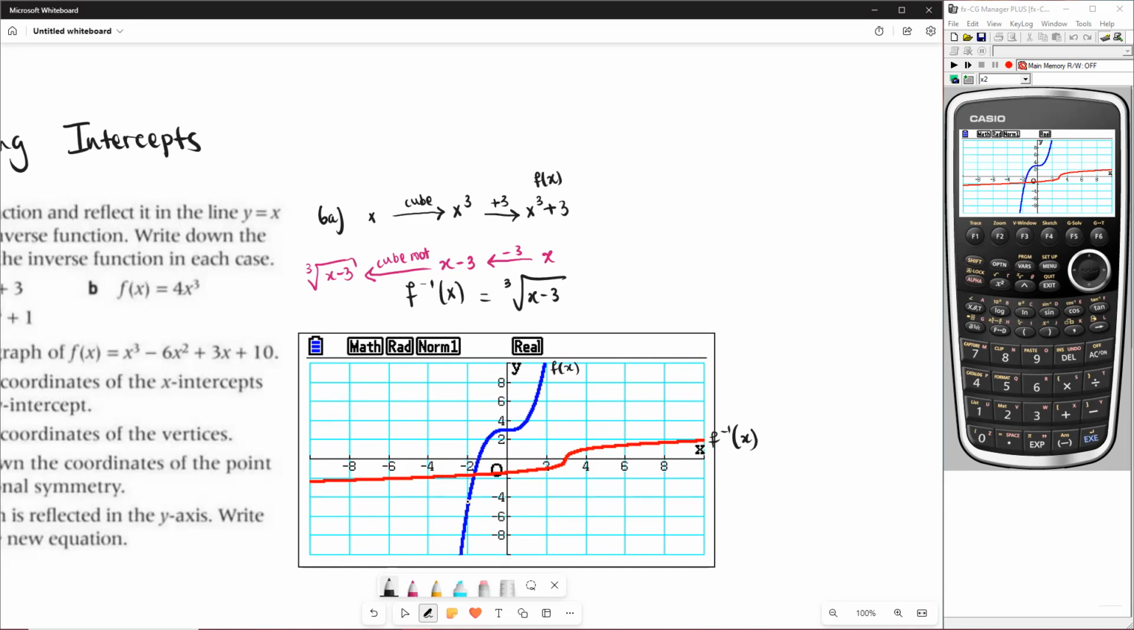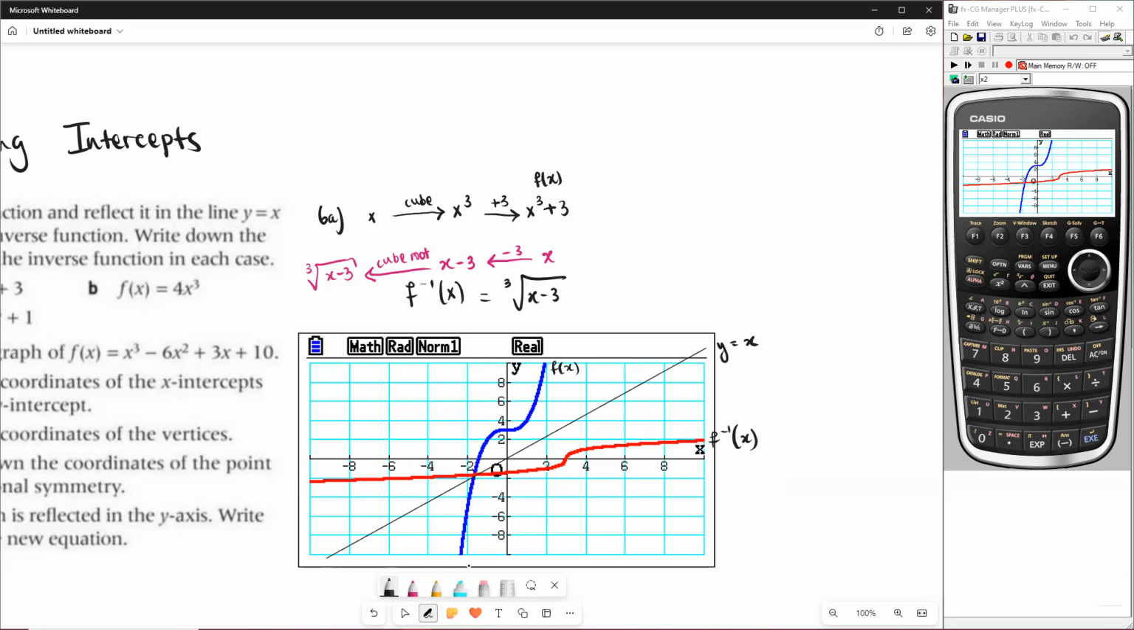So how do you know this is reflected in the line y is equal to x? If you were to draw the line y is equal to x, which goes like this. I'm trying to draw it, but yeah. There, that's the line y is equal to x. You can see that these two graphs meet at that line. So we have done it as the question asks.